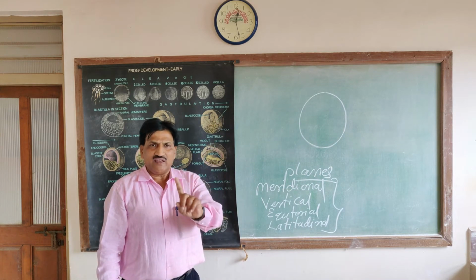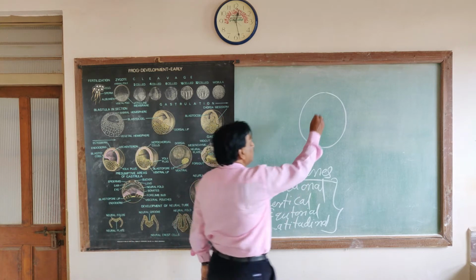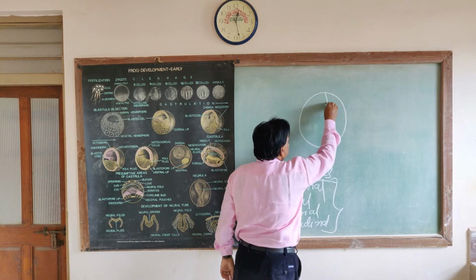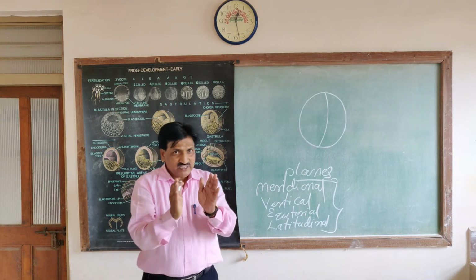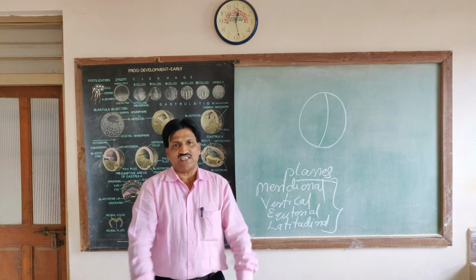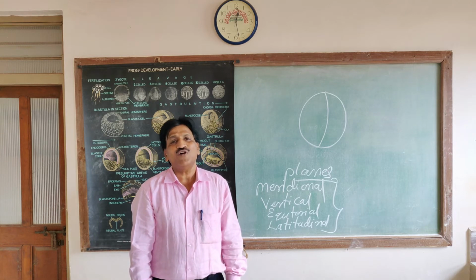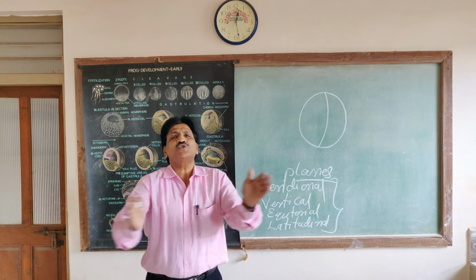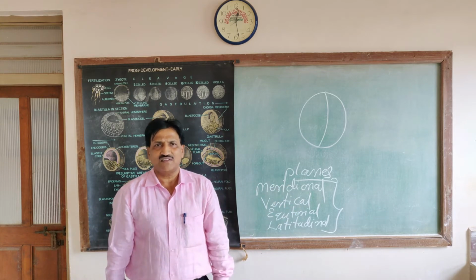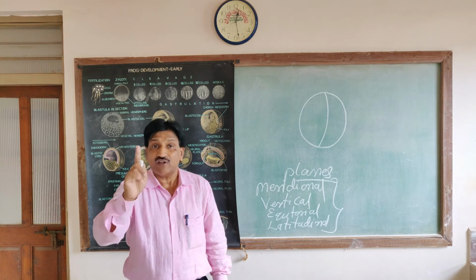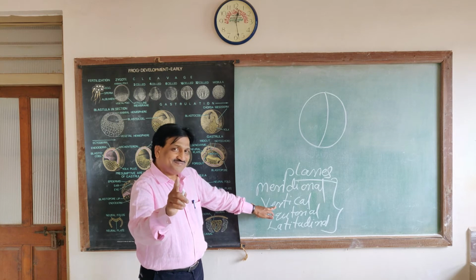The meridional plane starts from the animal pole and extends towards the vegetal pole, which means it crosses the central axis, what we call the polar axis. It passes through the central axis. As a result, it gives two similar cells. That is called meridional.